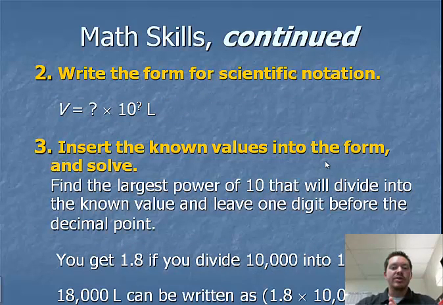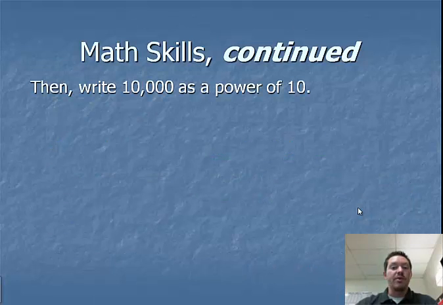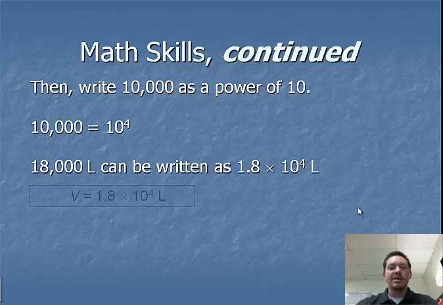So what I can do is either move my decimal or I can divide. What you can do is find the largest power of 10 that will divide into the known value and leave one digit before the decimal point. So you get 1.8 if you divide 10,000 into 18,000 liters. So 18,000 liters can be written as 1.8 times 10,000. Then I write 10,000 as the power of 10, so it's 10 to the 4th. So 18,000 liters can be written as 1.8 times 10 to the 4th liters.